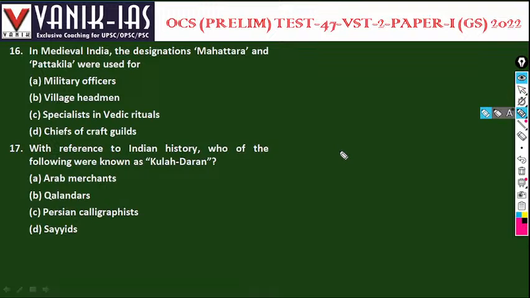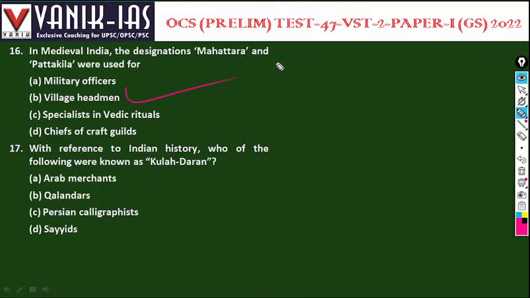In medieval India, the designations Mahattara and Pattakila are used for military officers, village headmen, specialists in Vedic rituals, or craft guilds. It is generally the village headman who is called Mahattara.